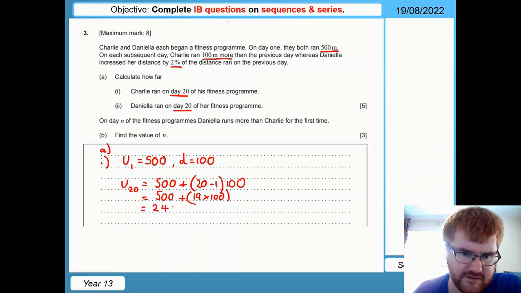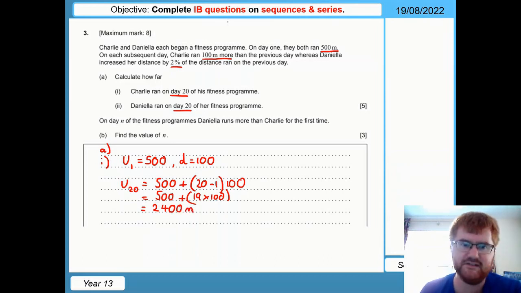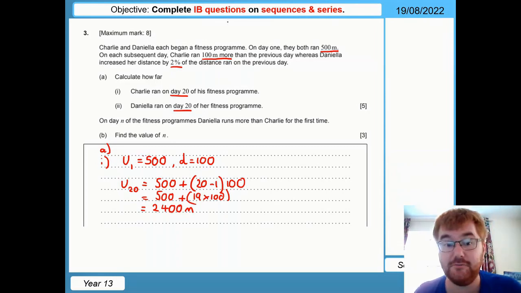This can be 2,400 meters. So first answer for Charlie, after 20 days, he's now running at 2,400 meters. Not too bad on a fitness program, I have to say.